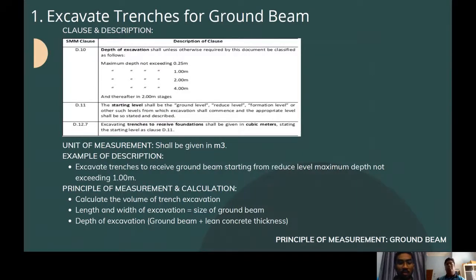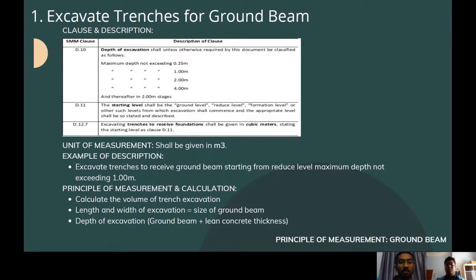The first one is excavate trenches for ground beam. The clause and description, which is the general one, is D10 and D11, depth of excavation and stating the level where the excavation starts, and then D.12.7, the excavation for ground beam. The unit of measurement shall be given in cubic meter. Example of description: excavate trenches to receive ground beam starting from reduced level, maximum depth not exceeding 1 meter.